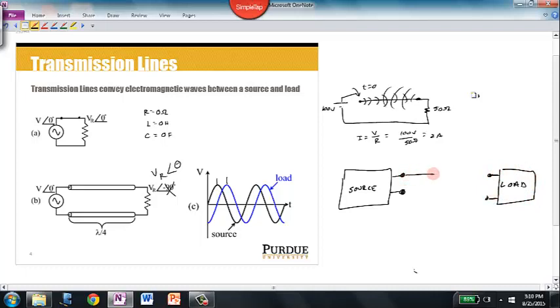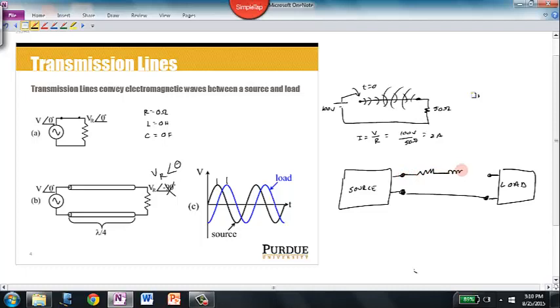And the transmission line is just the length of wire that connects the source to the load. In basic circuit theory, the voltage at all points along this wire is going to be exactly the same. However, real wires are going to have a series resistance associated with them.